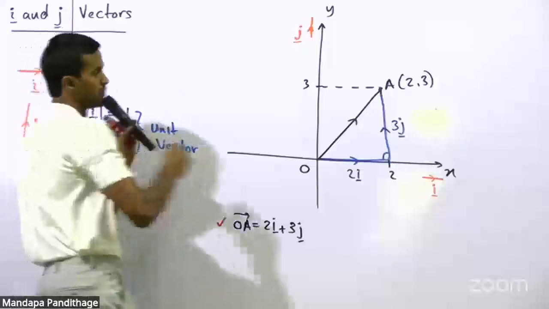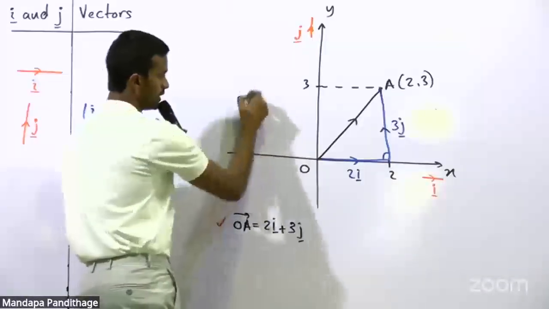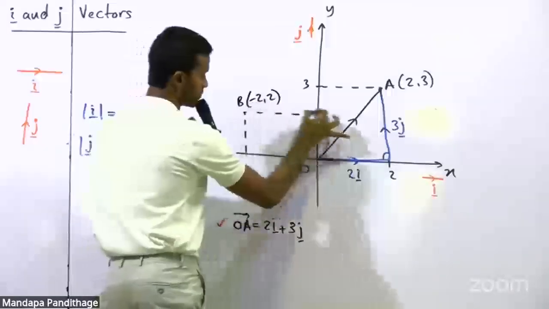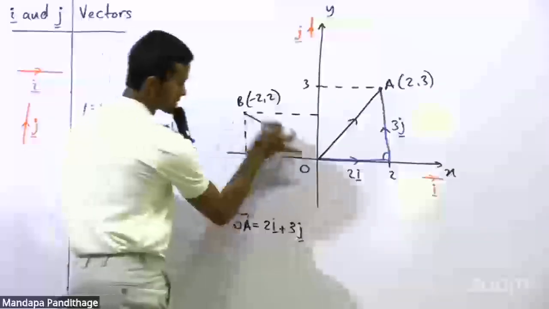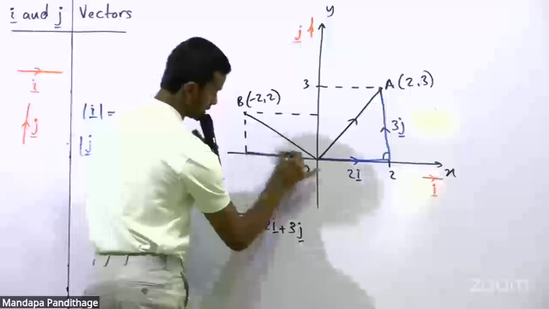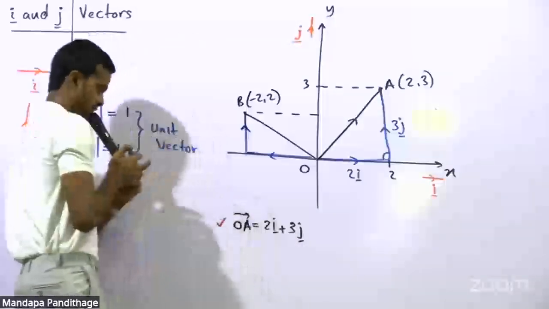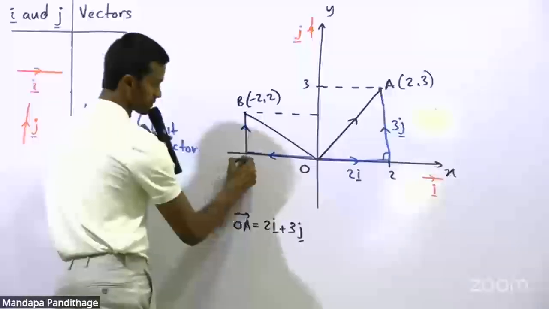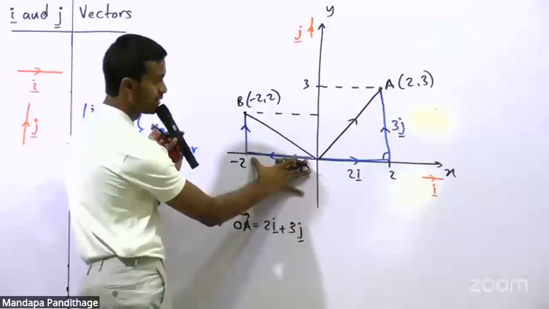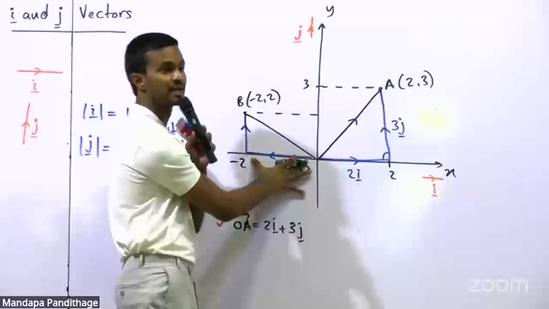Let's say we have the point B here. It's minus 2, 2. So I need to get the position vector of B. Now I'm going to use this way. I'm going to consider this vector plus this vector. Okay, so here we have minus 2. Tell me, what is the magnitude of this vector? It's 2. There can't be a negative magnitude.